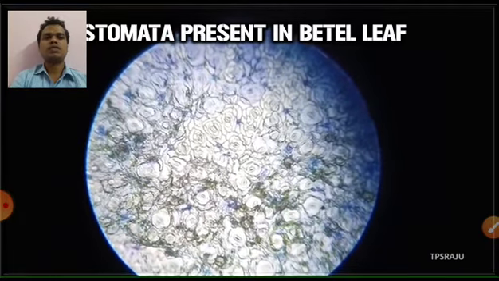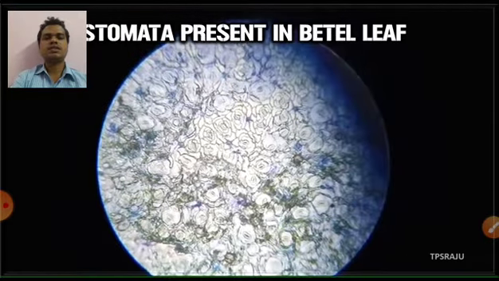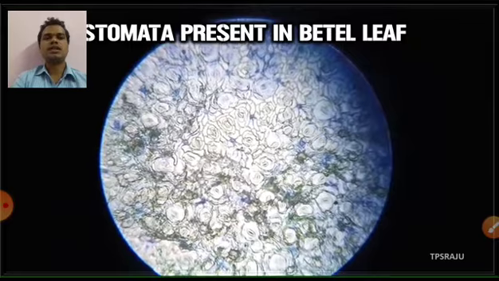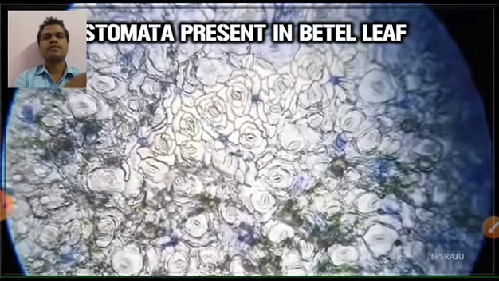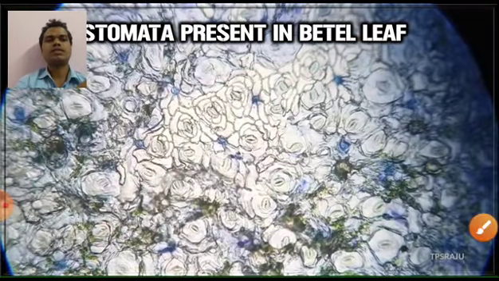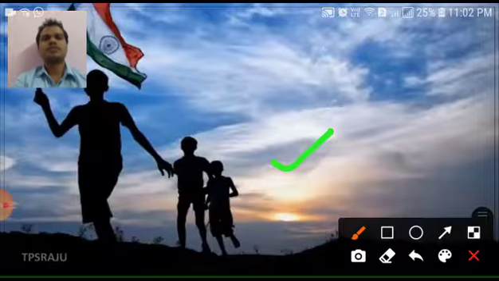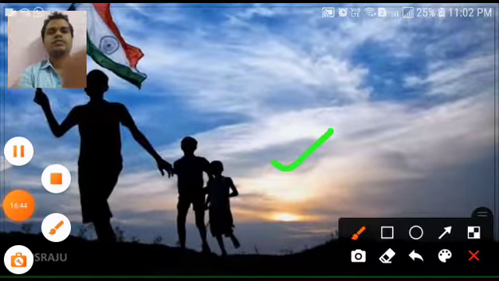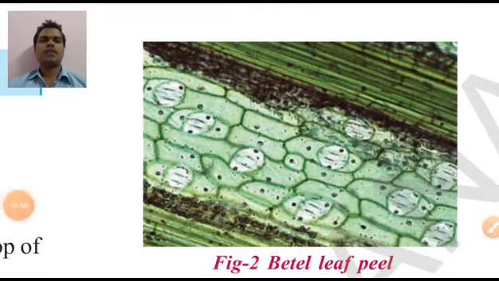See, these are the small holes. These are called stomatal cells. These are present in betel leaf. Okay, see, these are all the stomatal cells. As you see here, this is not the exact picture, but this looks like the same thing that we have observed under the microscope.